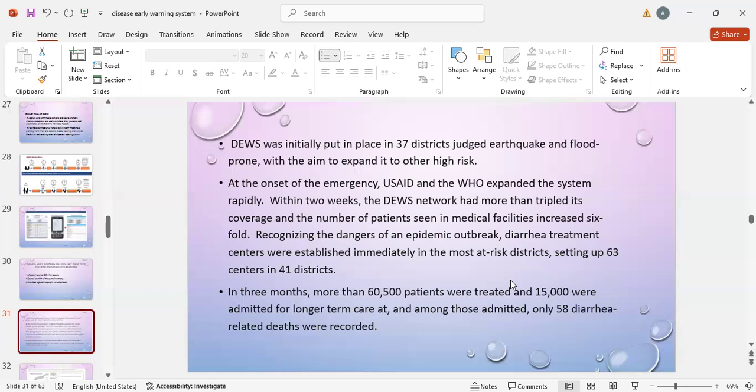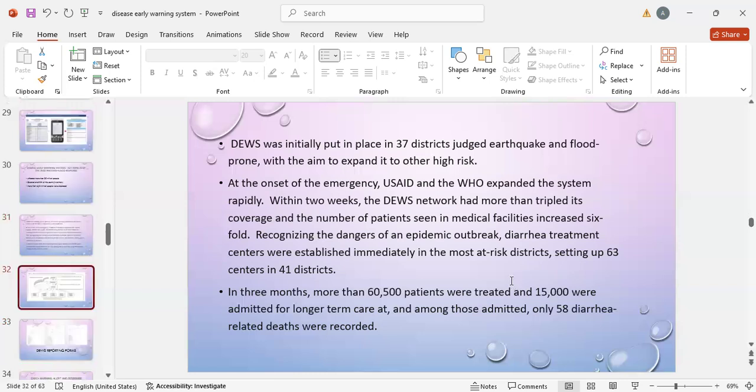Recognizing the danger of an epidemic outbreak, diarrhea treatment centers were established immediately in the most at-risk districts, setting up 63 centers in 41 districts. In 3 months, more than 60,500 patients were treated and 15,000 were admitted for long-term care, and among those admitted, only 58 diarrhea-related deaths were recorded.